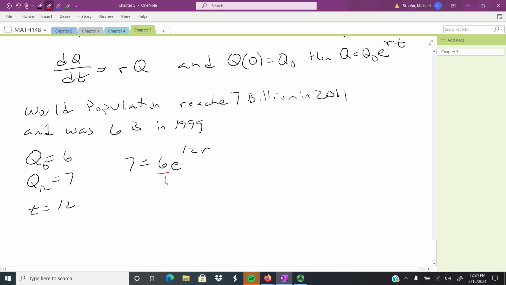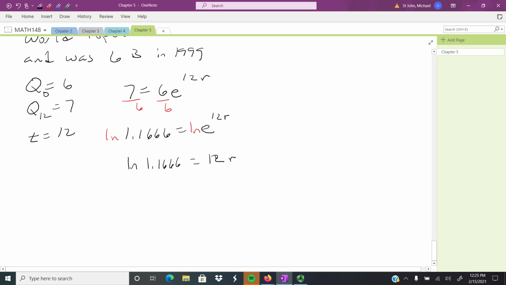So we can divide by 6. So 1.1666 equals e to the 12r. Then we can take the natural log, which is the opposite of e. So the natural log of 1.1666 equals 12r. And then we can divide by 12. And we get r equals 0.0128.